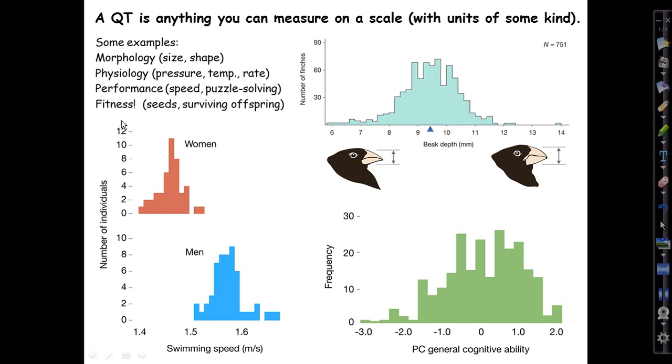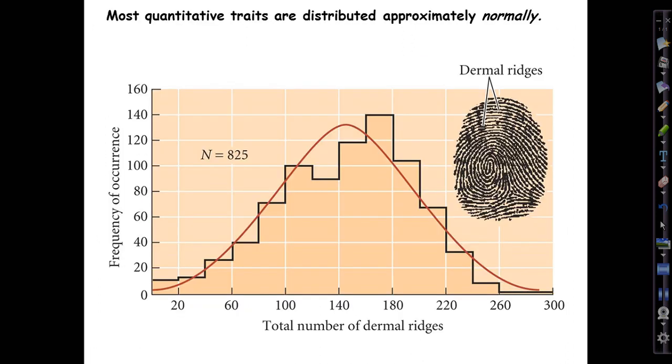And I should point out before we leave this slide that fitness itself, however you measure it, or its correlates, number of seeds set, surviving offspring, fledged, whatever, fitness itself is the ultimate quantitative trait. It's continuously varying. You can measure it on a scale of some kind, or indeed many different kinds if you like. And it is, of course, what natural selection is by definition constantly favoring. We'll come back to that idea in a few days.